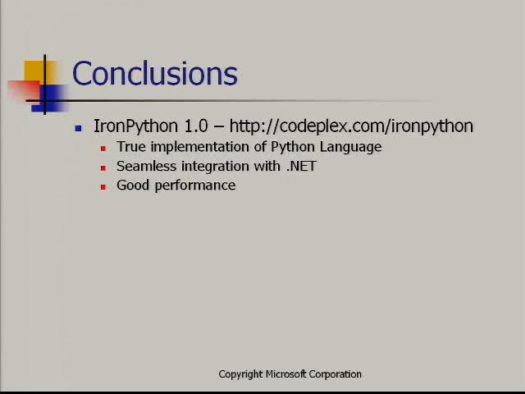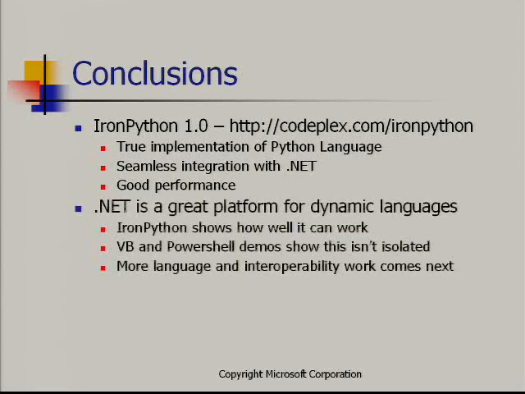IronPython 1.0 is out today. It's a true implementation of the Python language that's also seamlessly integrated with .NET. And by the way, it has good performance. .NET's a great platform for dynamic languages. IronPython shows how well it can work, that you really can be true to the dynamic language and yet have good performance and good integration with everything else.